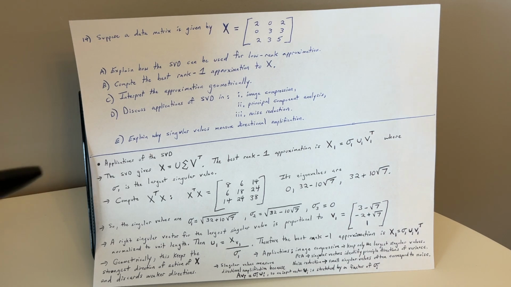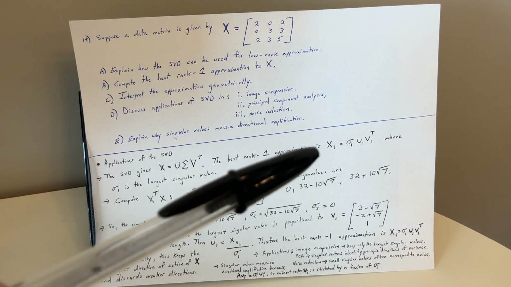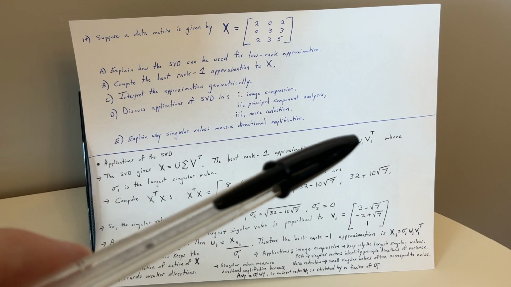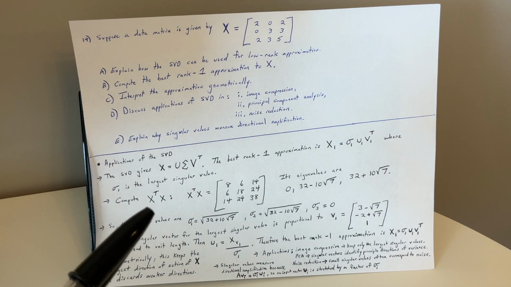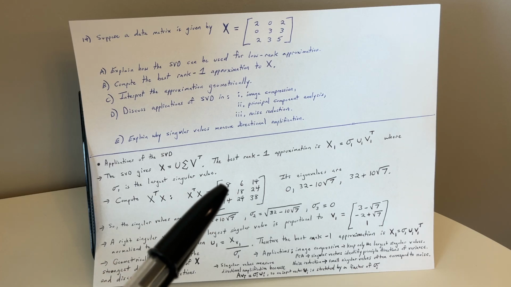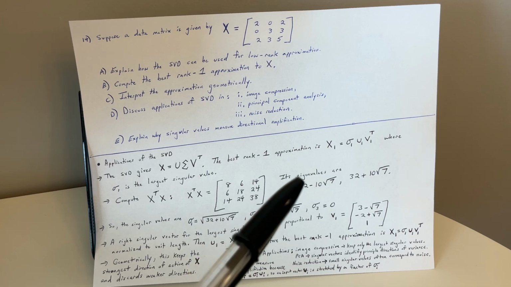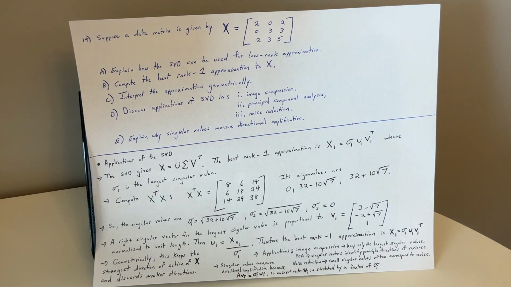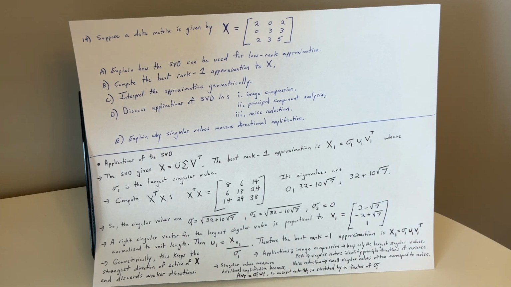So this is a condensed version. Applications of the SVD. The SVD gives X equals U sigma V transpose. The best rank 1 approximation is X sub 1 equals sigma sub 1 U sub 1 V sub 1 transpose, where sigma sub 1 is the largest singular value. Computing X transpose X equals this: 8, 6, 14, 6, 18, 24, 14, 24, 38 rows respectively. Doing the computation, we skip intermediary steps here. Its eigenvalues are 0, 32 minus 10 square root of 7, and 32 plus 10 square root of 7.